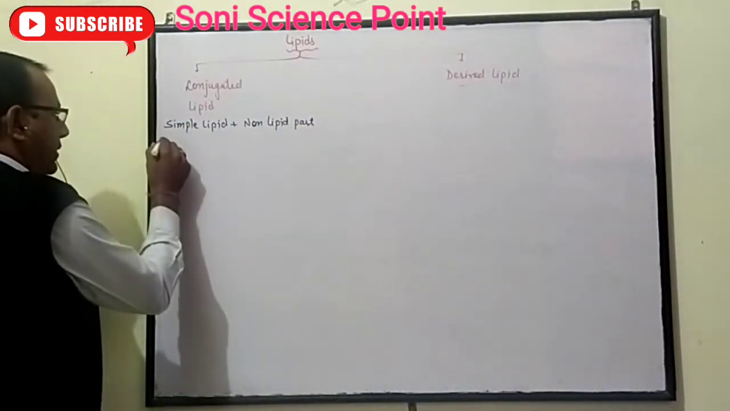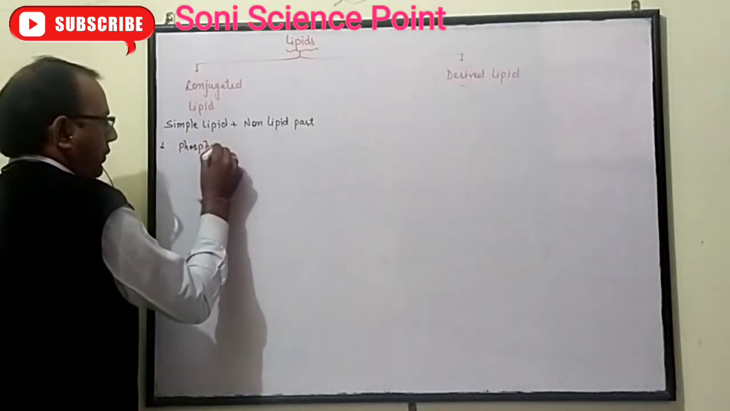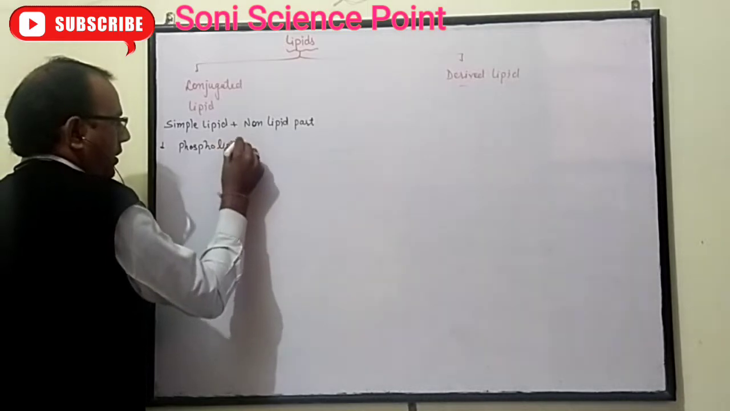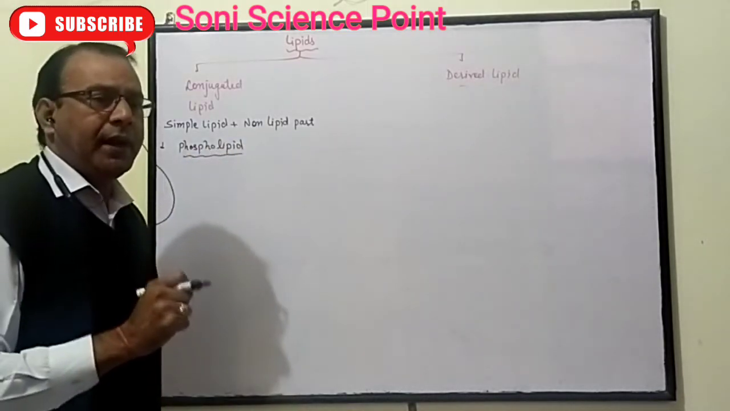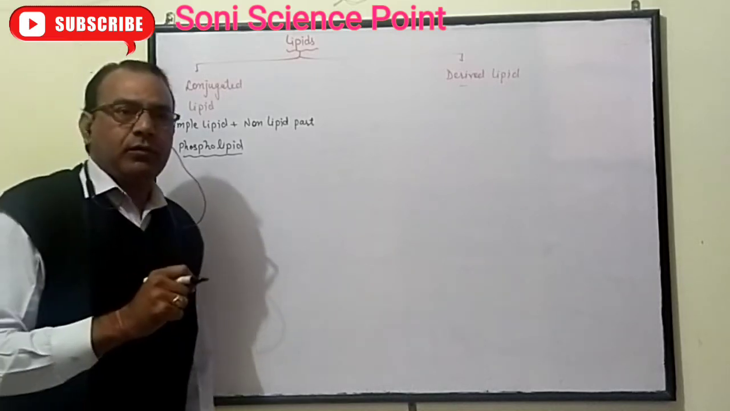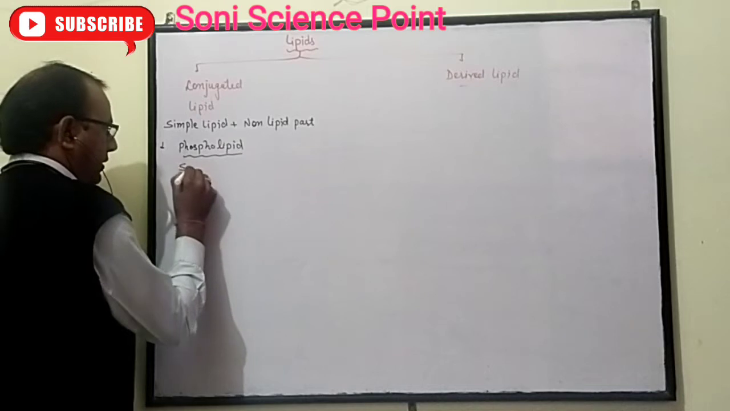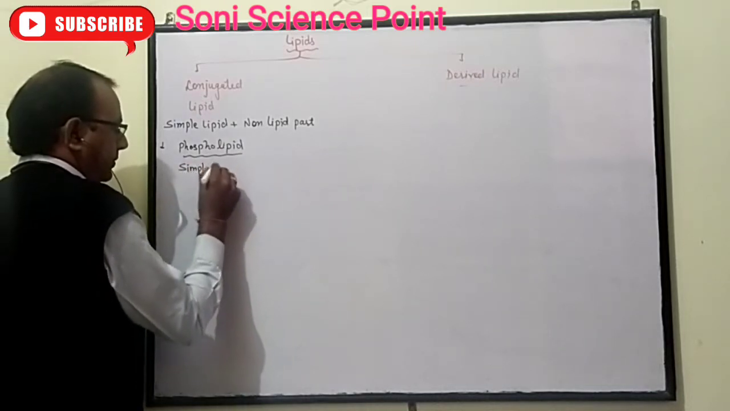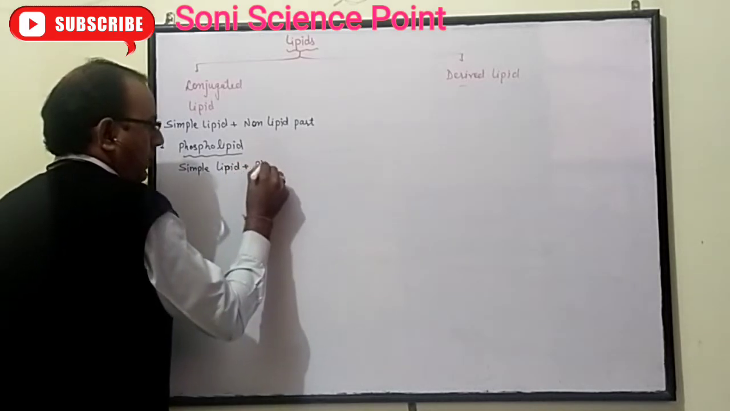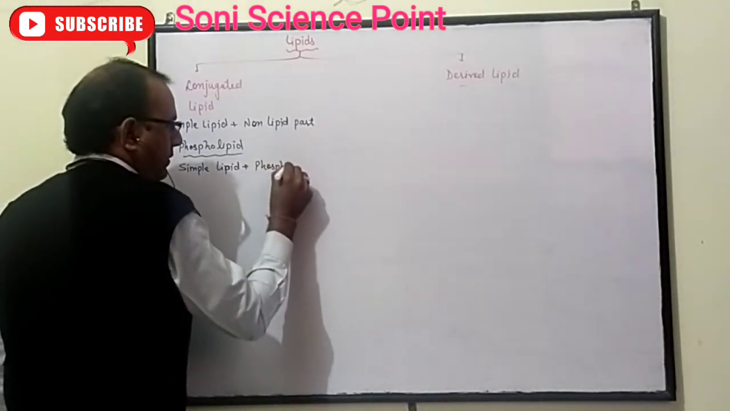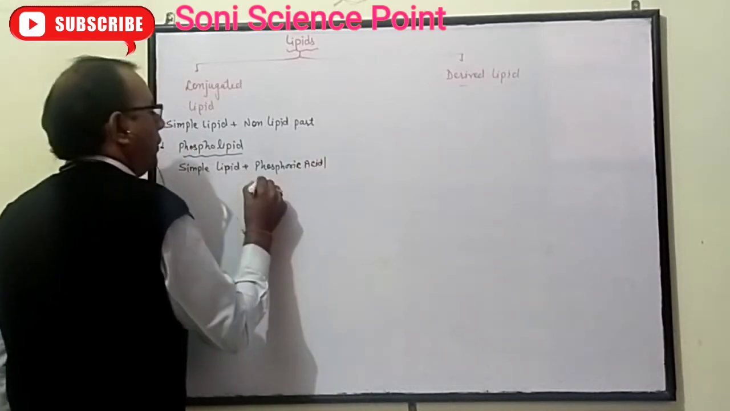For example, we will first take the example of phospholipid. Phospholipid contains simple lipid and one attachment of phosphoric acid or phosphate. It is the simple lipid plus phosphoric acid or phosphate.